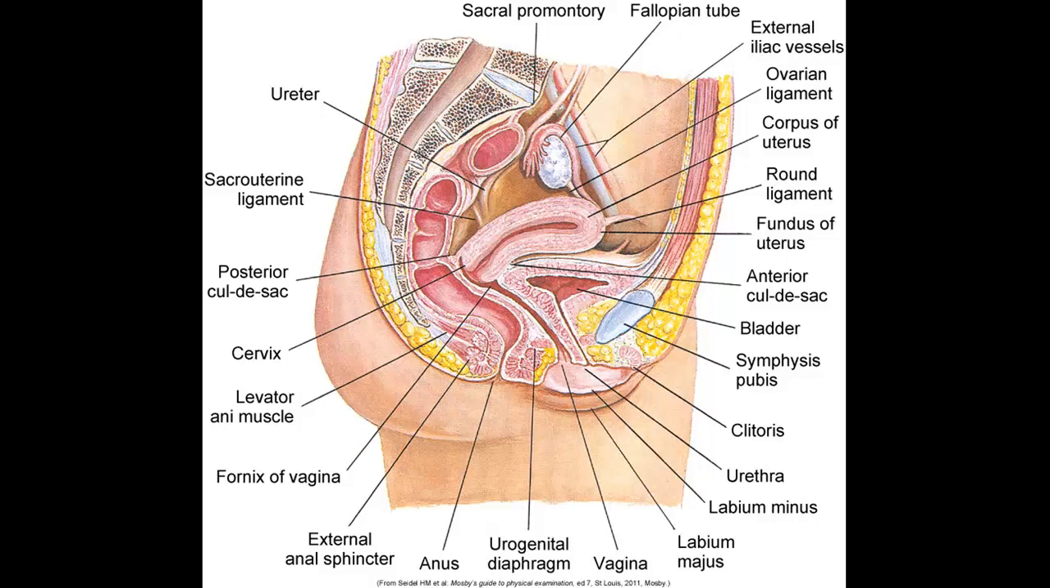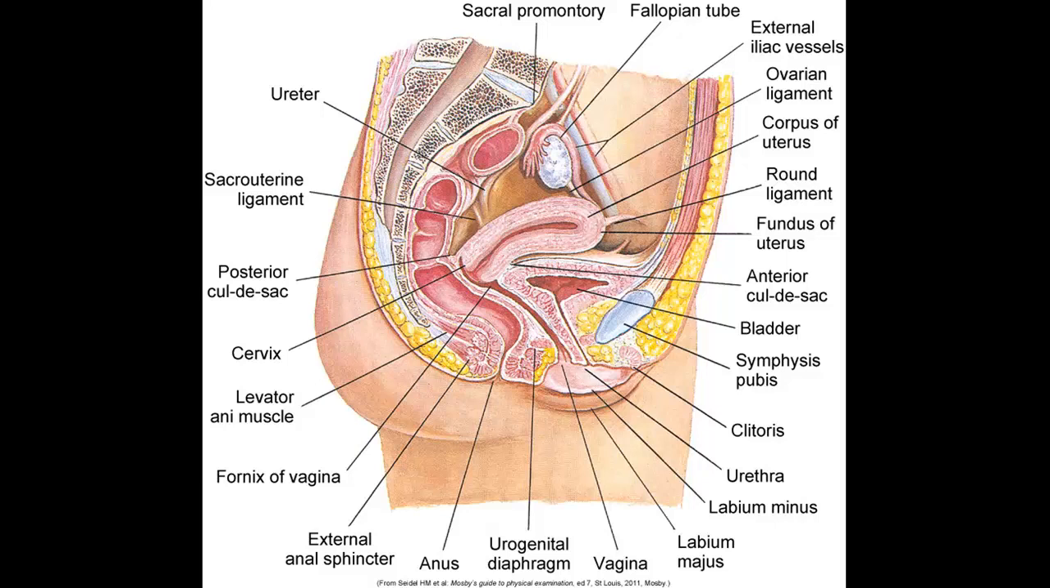And you can see how the relationship is from this slide, how close the proximity is of the bladder to the uterus. Also, notice the close proximity of the rectum and the colon, this descending colon here, so we're getting the sigmoid colon and the rectum, and how close that proximity is to the reproductive organs and to the bladder. So all these things are in very close proximity to each other.